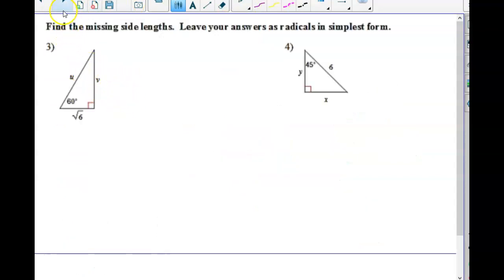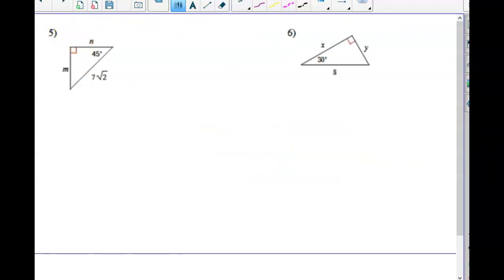All right, actually, can we do 5 and 6 first, just to review the easy kind first before we get to the gross kind? When you have a 45, 45, 90, it's x, x, and x square roots of 2. You're supposed to have that memorized. So if this is 7 square roots of 2, each of these are 7.